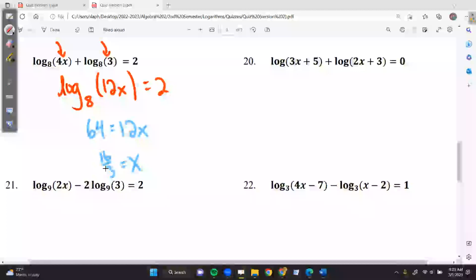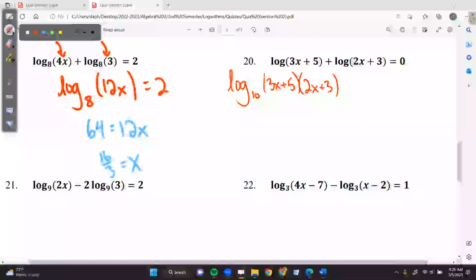Next problem is infinitely more challenging, I think, for a couple of reasons. Number one, it's got an invisible base, which still bothers some people. It's a 10, and it also has a multiplication problem that we have to do. So what it becomes at this point, if I were to show as much work as I could, is log base 10 of 3x plus 5 times 2x plus 3. So the argument of the log you see is a multiplication problem. I wouldn't normally show this much work. I'm just doing this as a courtesy to those of you that laid an egg here. So that's what the problem looks like.